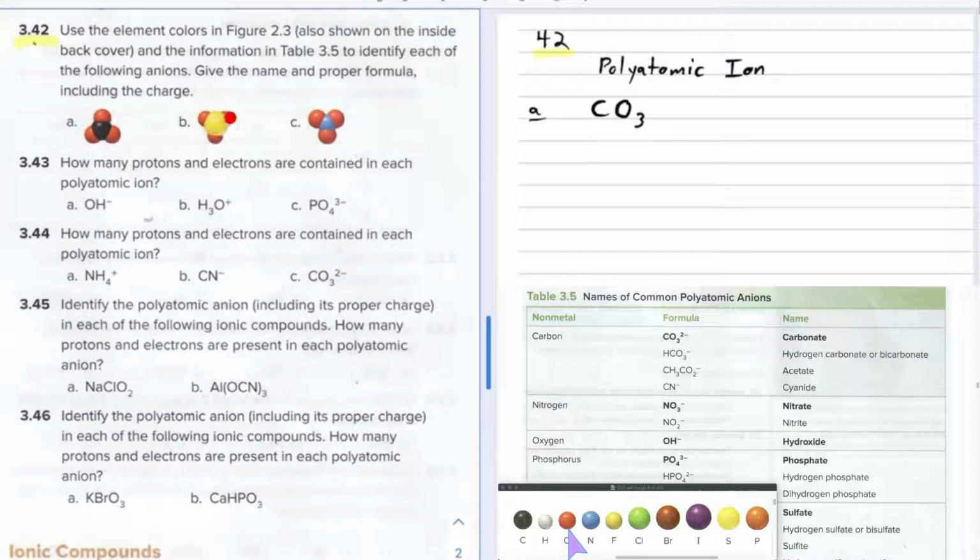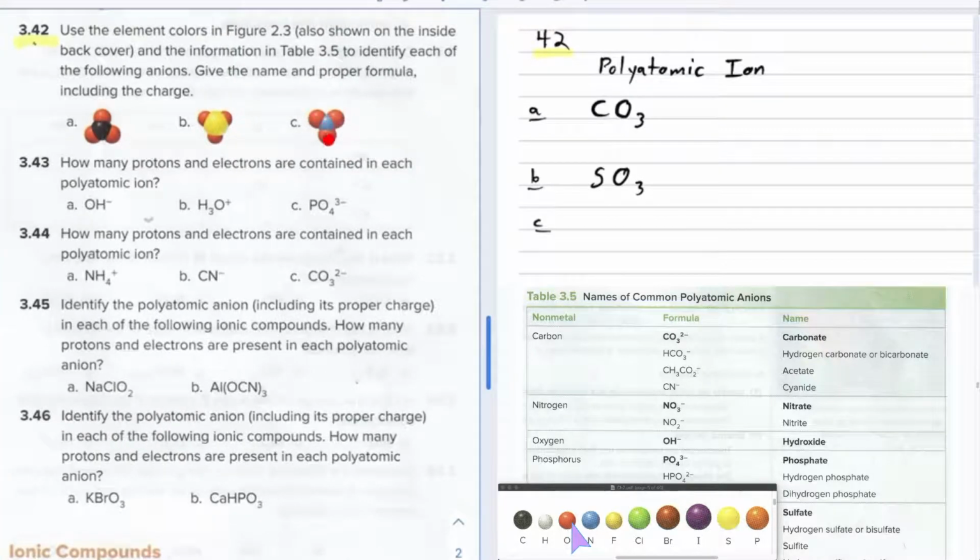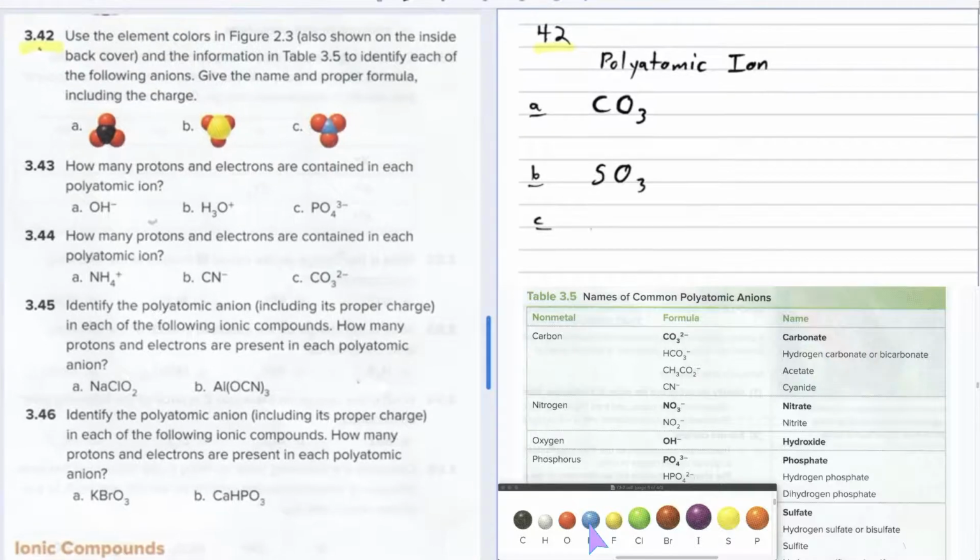B is you got a yellow one surrounded by 3 red ones. Well, that's going to be a sulfur surrounded by 3 oxygens. So B is going to be SO3. And then C, what is C? C is blue surrounded by 3 reds. So that's going to be nitrogen. So nitrogen's blue and then surrounded by 3 oxygens. So NO3. Okay, now that we got the formulas for the atoms, let's figure out which one of these it is.